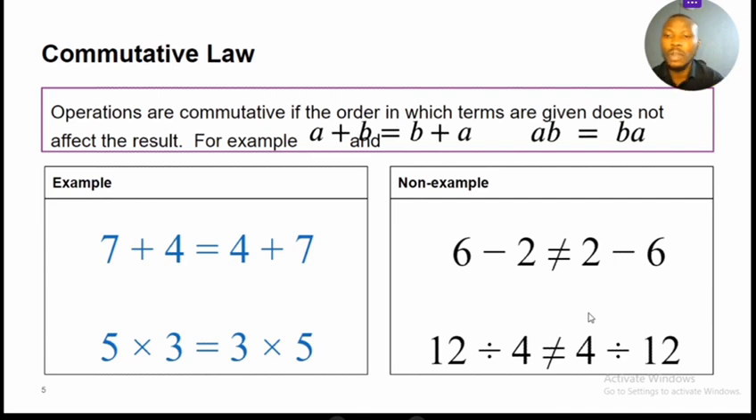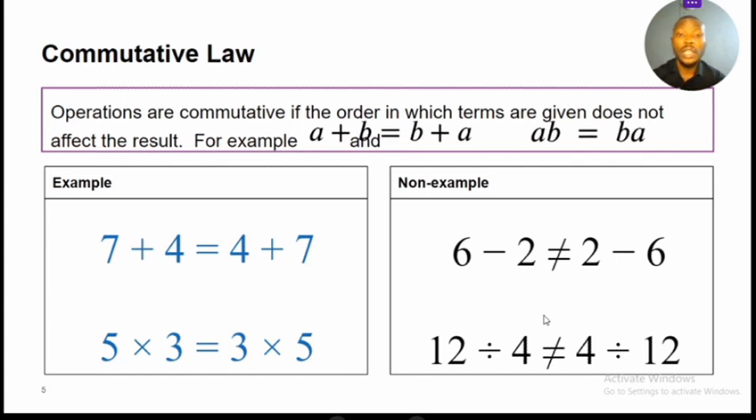If I say 7 plus 4, I could also say 4 plus 7. I'll get the same thing, which is 11. If I say 5 times 3, I'm going to get 15. If I say 3 times 5, I'm still going to get 15. But this doesn't work with subtraction and division.